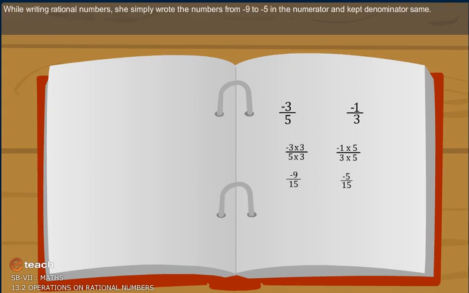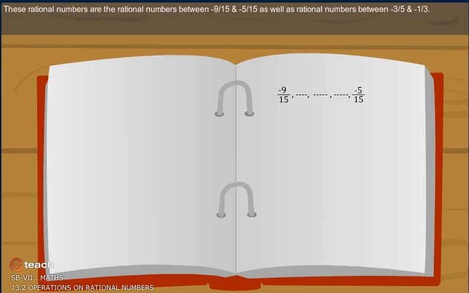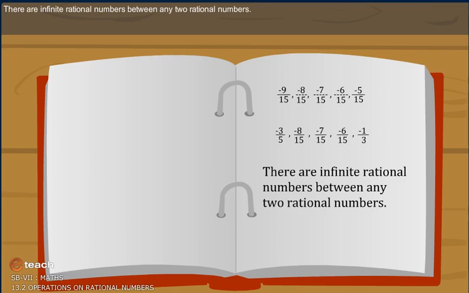While writing rational numbers, she simply wrote the numbers from minus 9 to minus 5 in the numerator and kept denominator same. These rational numbers are the rational numbers between minus 9 by 15 and minus 5 by 15, as well as the rational numbers between minus 3 by 5 and minus 1 by 3. There are infinite rational numbers between any two rational numbers.